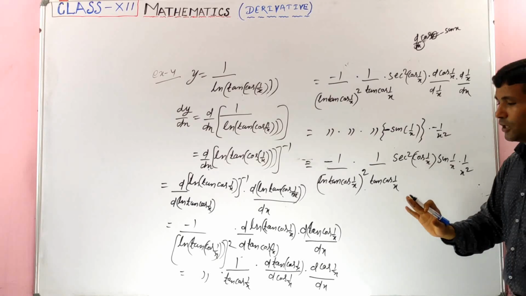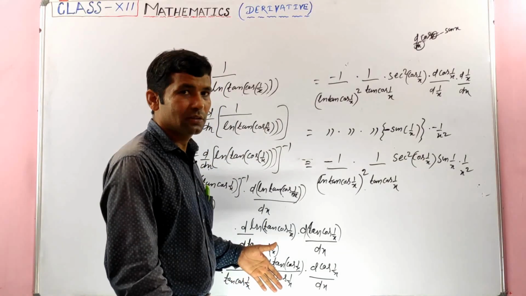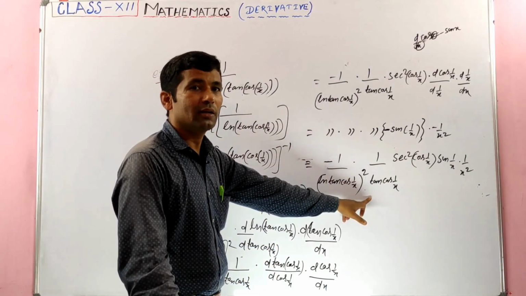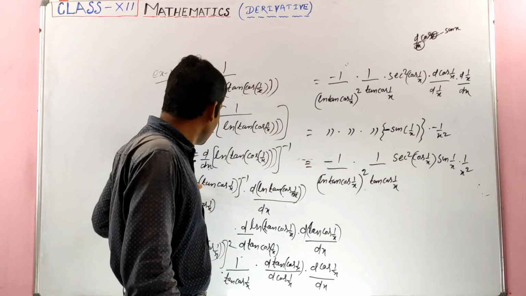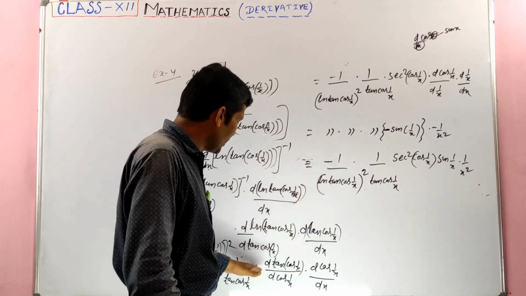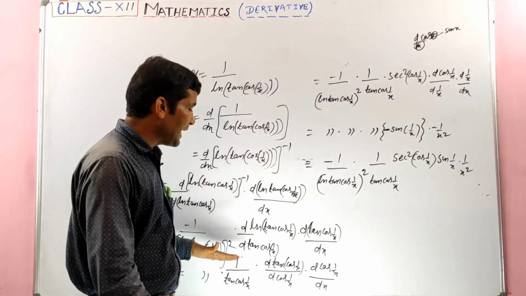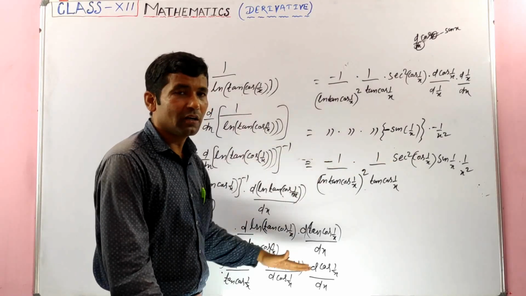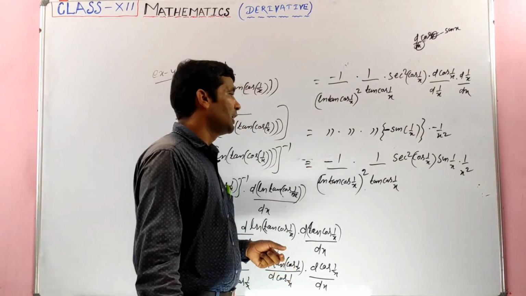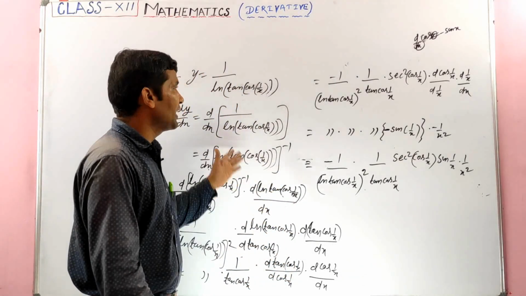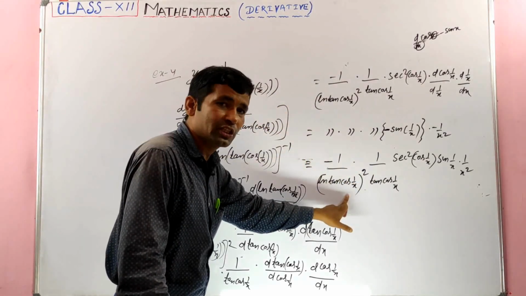I have already told you how to find the direct answer, no need of these steps, we can go directly to this one. And as in the previous example 3, we can adjust it in one step here only, no need of adjusting at each step. If there is confusion, you can adjust it at each step. Or if there is no confusion, after solving many problems, you will become more acquainted and can find the answer directly. See, 1 by something, minus 1 by something square.